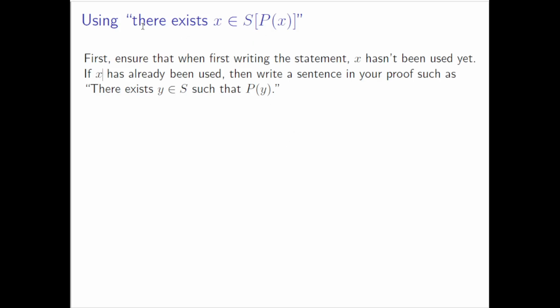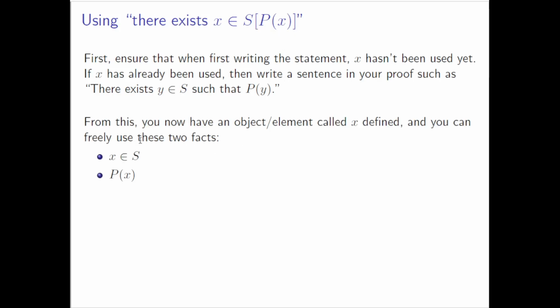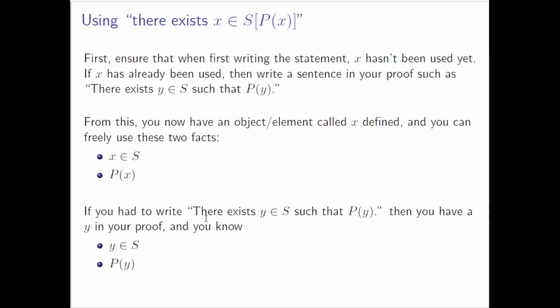So let's just go to the case where you could rightly just say there exists X in S such that P of X. If you can do that, then from this point on in your proof, you have a thing called X, and it is defined. What you know about X is that X is in S, and that P of X is true. So pretty straightforward. If instead you had to use an alternative letter, same kind of deal. If you had to write there exists a y in S such that P of y, then you have now a y that's available in your proof, and you know that y is in S, and you know P of y is true. So that's using a there exists.